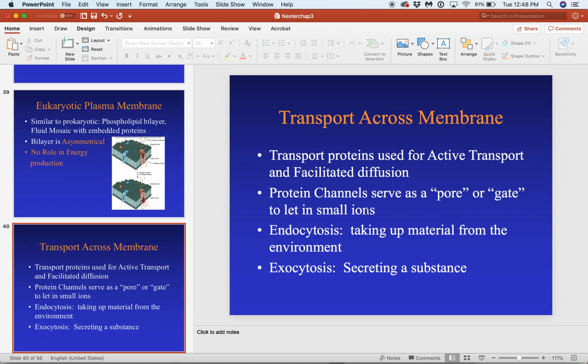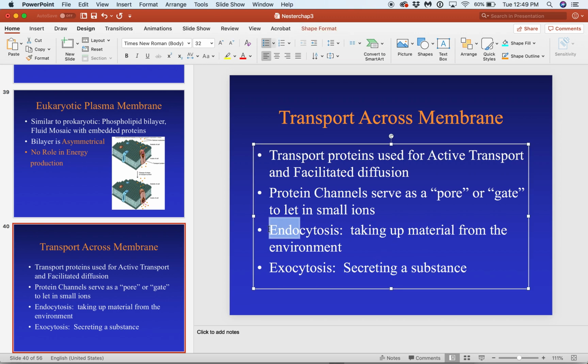All right, transport across the membrane. I wanted to talk a little bit about that in eukaryotes. Protein channels will let small molecules in and out as they do for a prokaryotic cell, but with eukaryotic cells you get endocytosis and exocytosis. So endo means to come in to something, bringing in a substance, whereas exocytosis is secreting a substance. So exo means to go out from.